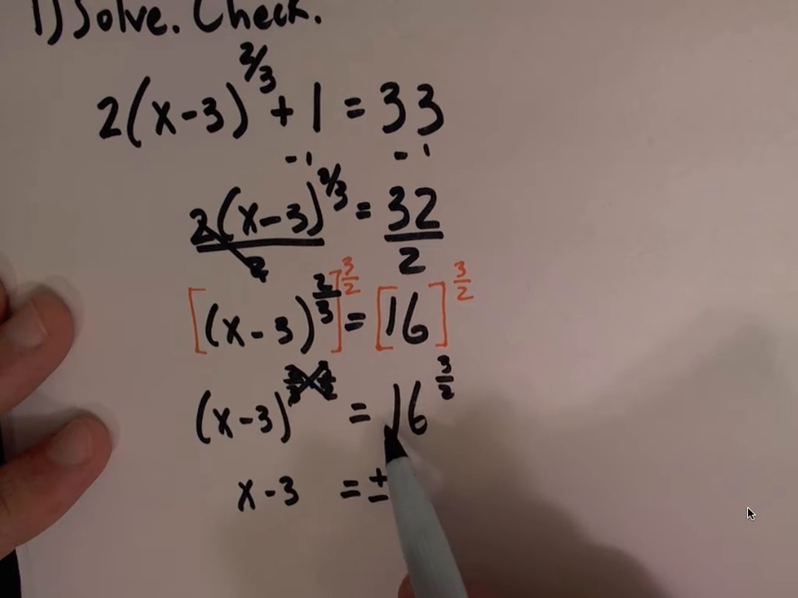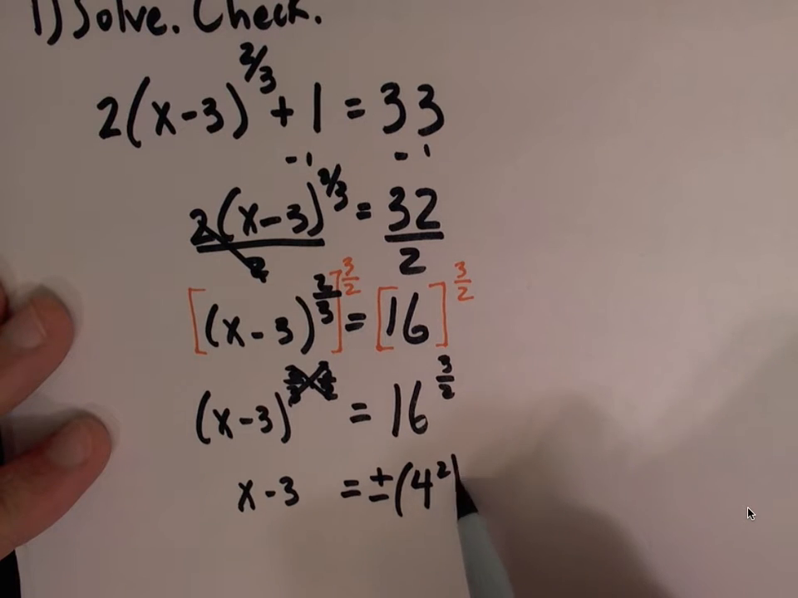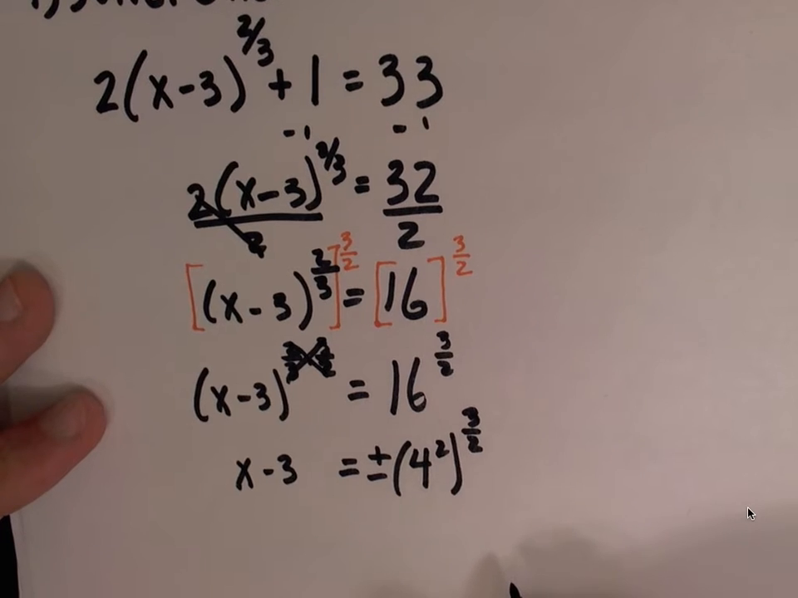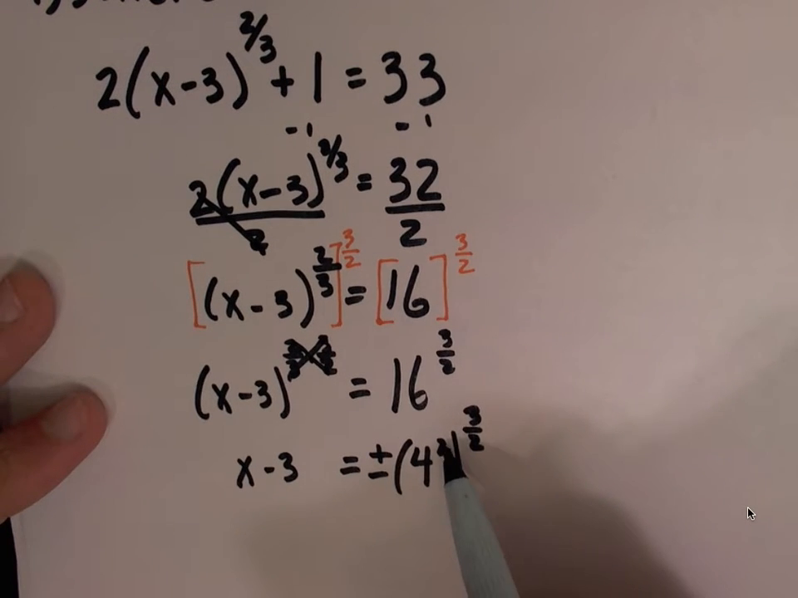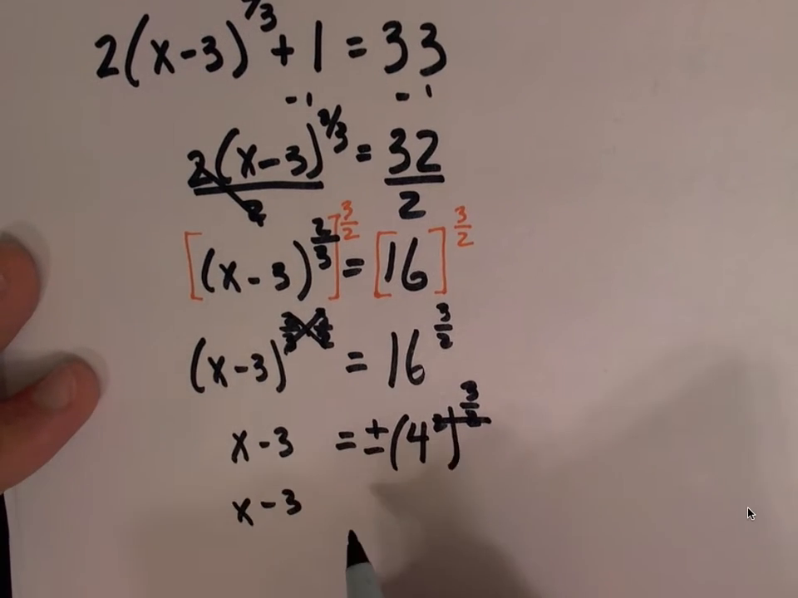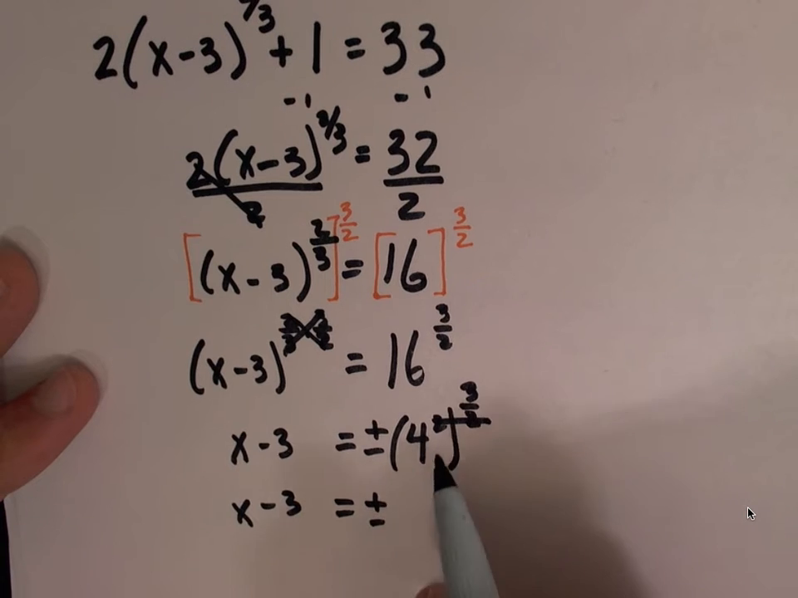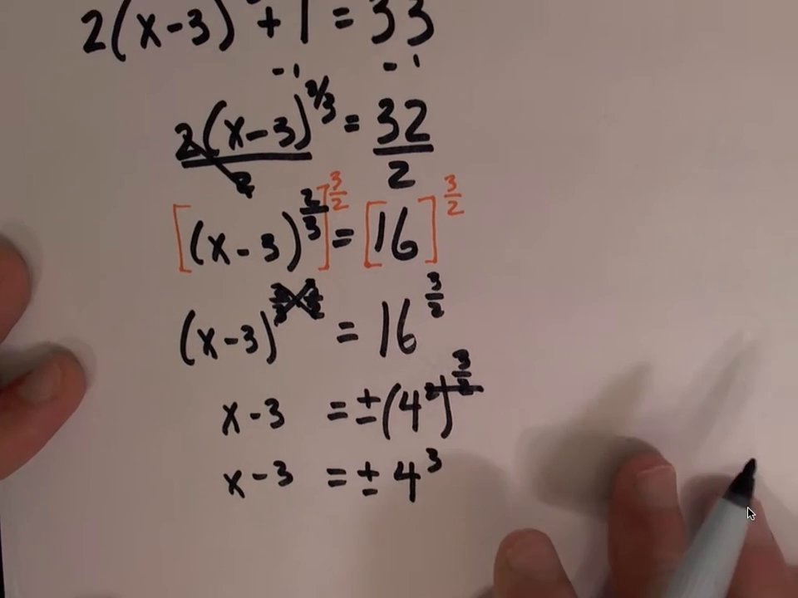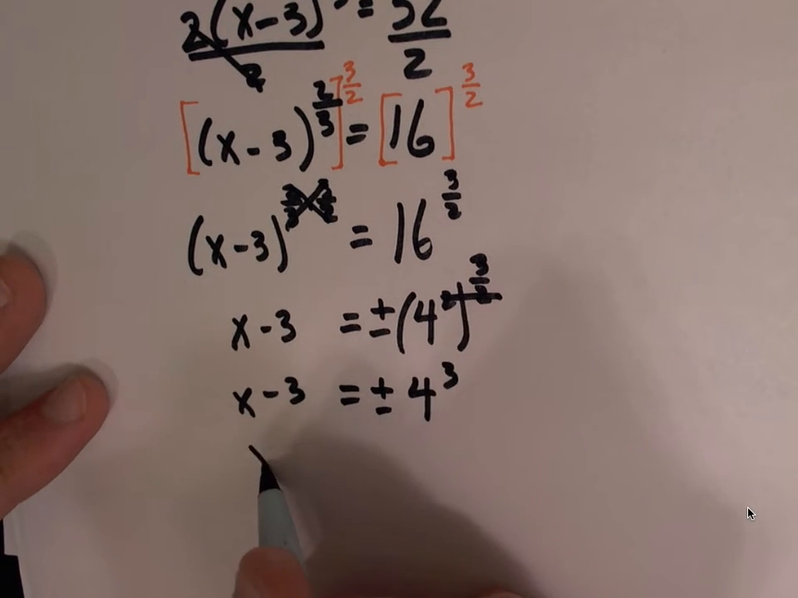And remember, we practiced rewriting these so that they could work out nicely. So I'm going to rewrite this as 4 squared to the 3/2. Now that I've done that, I can multiply power to power, so the 2's are going to become just 1. So x minus 3 equals plus or minus 4 to the 3rd power. 4 times 4 times 4, so 64.